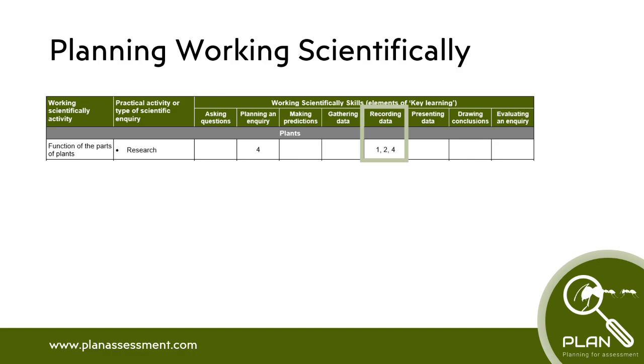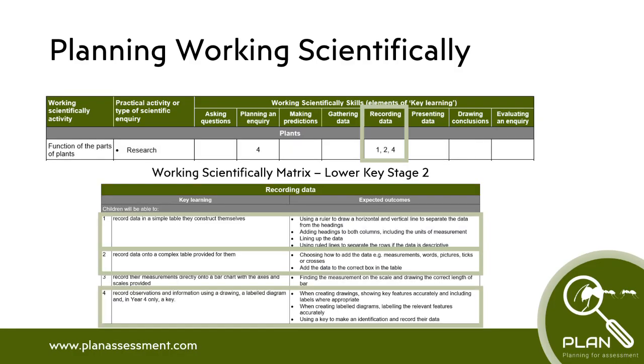For each working scientifically activity included, the Plan working scientifically skills and the most likely elements of the key learning for those skills that the activity can be used to teach are indicated. The elements of the key learning for the different skills that the activity can be used to teach are indicated by the reference numbers from the Working Scientifically matrix for the phase.